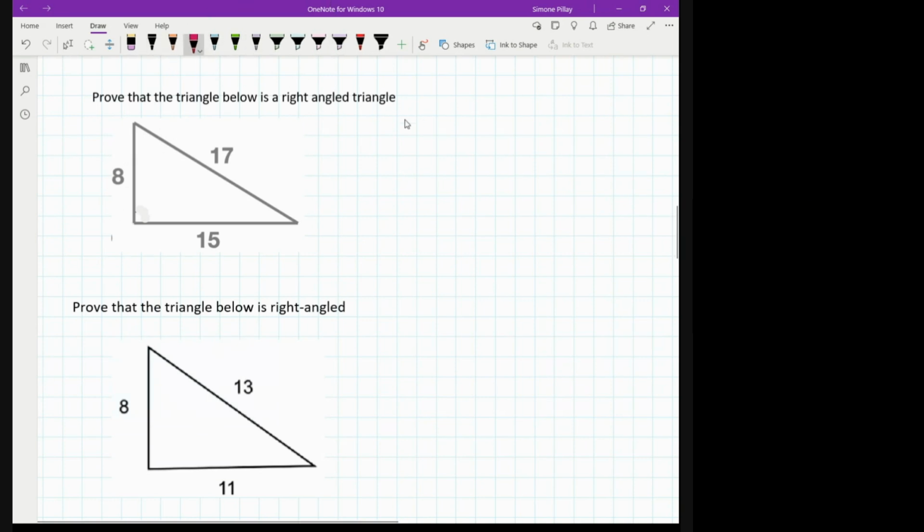Okay. What are we doing? We'll say a squared equals b squared plus c squared. Beautiful. And then we'll put a squared as 17 squared. Why? Because it's the hypotenuse. How did you know it was the hypotenuse? Because it's the longest side.